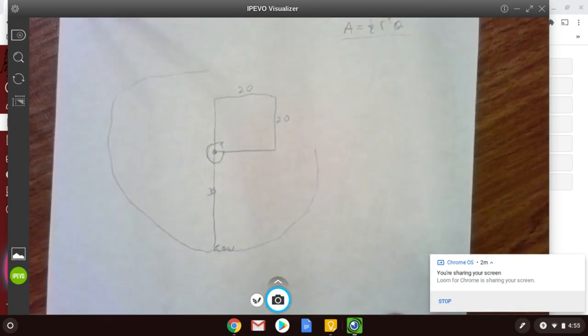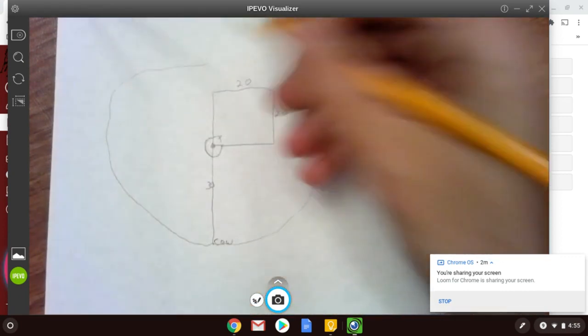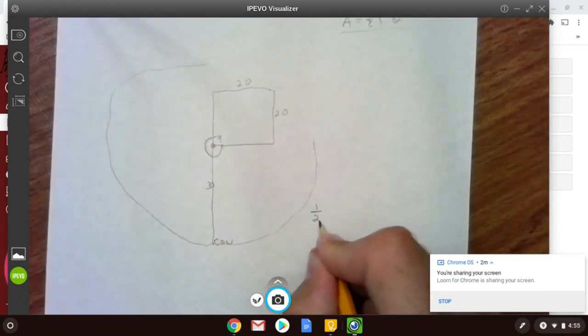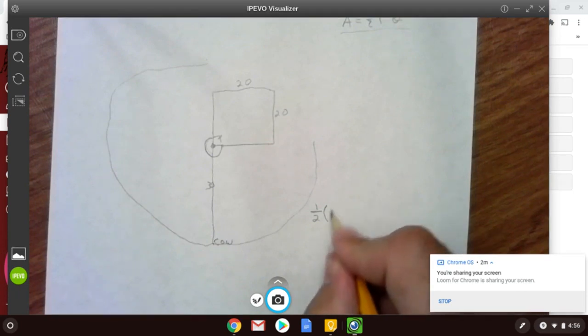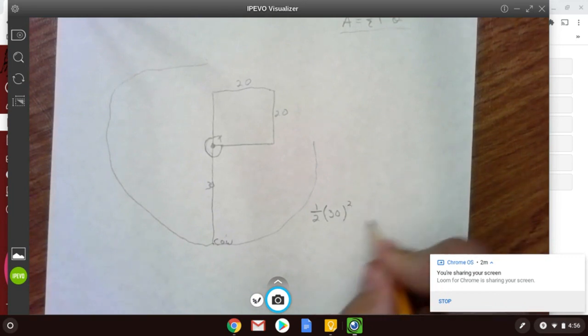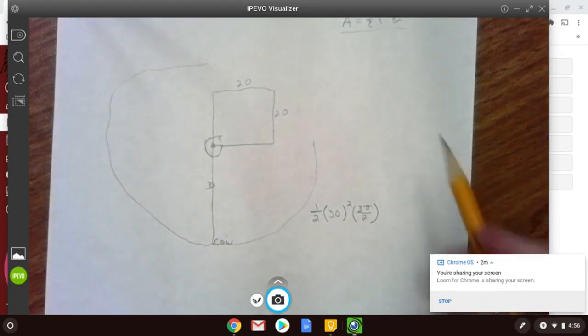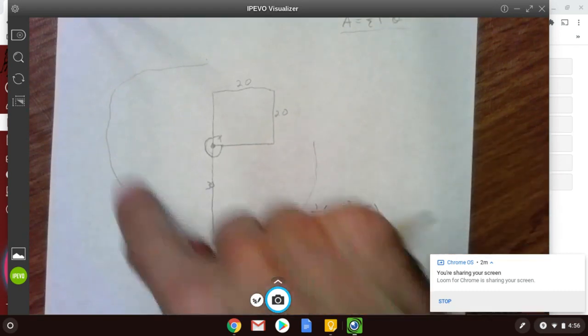Okay. So the first leg that he's able to sweep out, just from there all the way over to here, it's going to be 1/2 r squared, which is 30. That's the length of his rope. And then theta is going to be 3 pi over 2. All right, so that's the distance he's able to go around there.